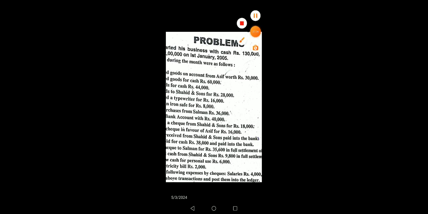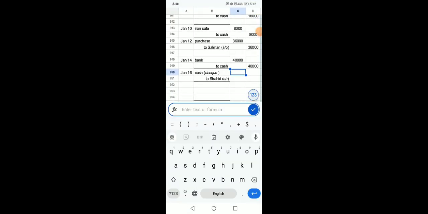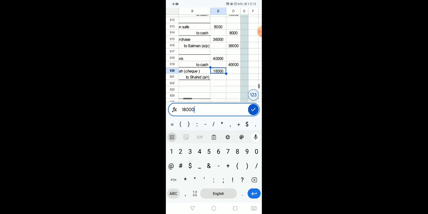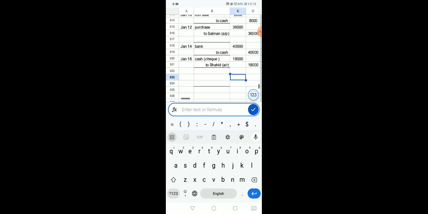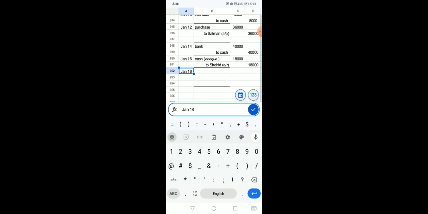It was the January 16th entry. How much amount is received from Shahid in the shape of a check? That is 18,000. So you are going to put 18,000 on debit side, and the same amount will be written on credit side as well. This way you have completed your entry number 16. And now let's see what the next entry is saying. After 16 is 18. So put 18 over here. Let's see what January 18 is saying.